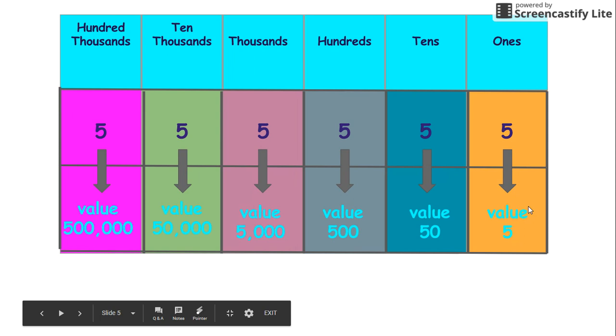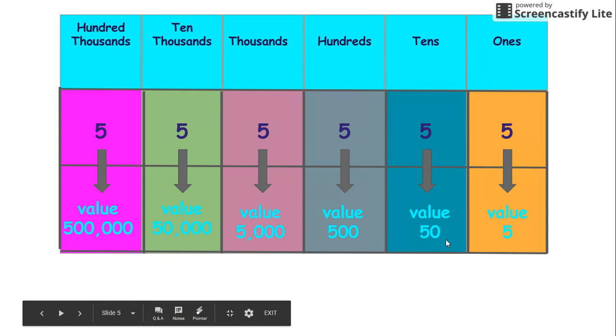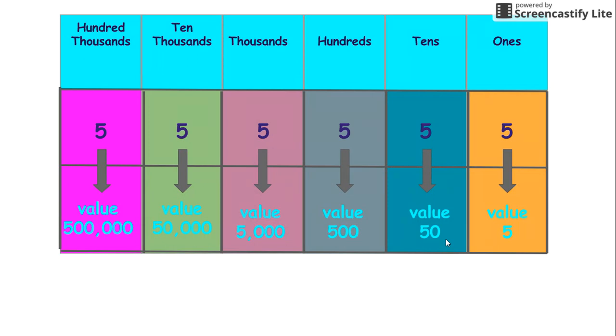Here, we decided just to show you by values. So if we have 5 ones, we know that the value of that is 5. But if you'll look to the next column to the left, if I have 5 tens, we know the value of that is 50. So we can say that 50 is exactly 10 times greater than 5 ones.